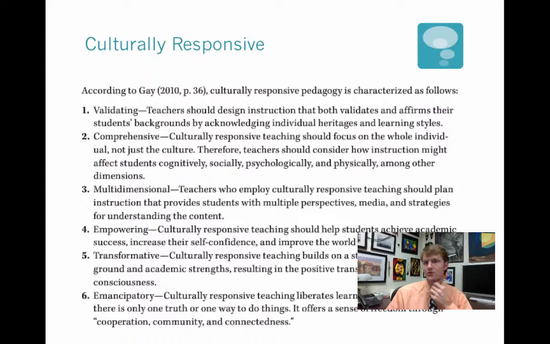Multidimensional. Teachers who employ culturally responsive teaching should plan instruction that provides students with multiple perspectives, media, and strategies for understanding the content. It's empowering. Culturally responsive teaching should help students achieve high academic success, increase their self-confidence, and improve the world around them. Transformative. Cultural backgrounds and academic strengths. It builds that in students, resulting in positive transformations in his or her consciousness. And then emancipatory, where culturally responsive teaching liberates learners from the idea that there's only one truth or one way to do things. It offers a sense of freedom through cooperation, community, and connectedness.